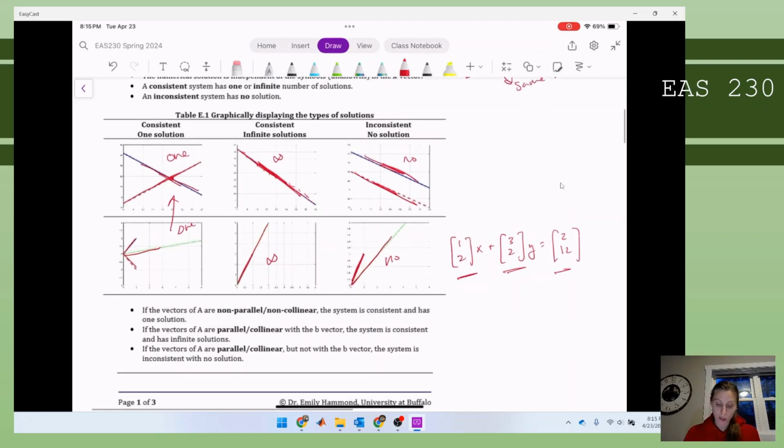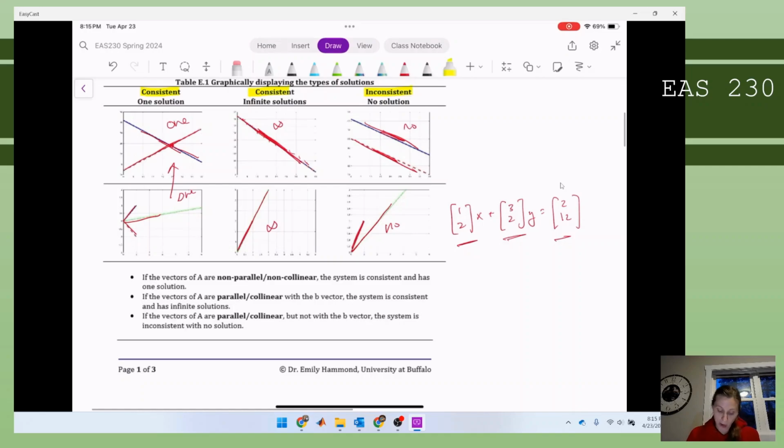And it turns out there's terms for these types of systems. So if we have one solution or an infinite number of solutions, our system is considered consistent. Options being one solution or infinite. And if we have no solution, my system is inconsistent.